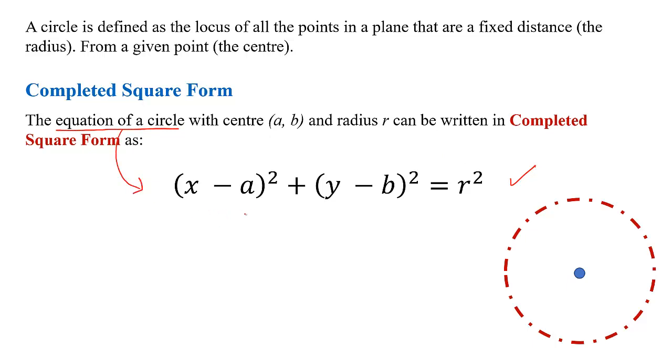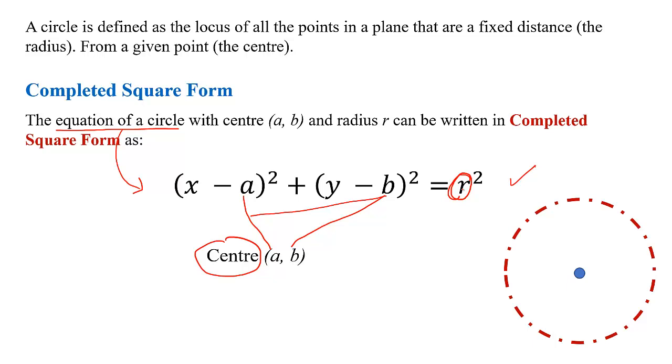In this equation, point A and point B is the center of the circle. This is point A, and this is point B. It is the center of the circle. And this R under the square, if you remove the square, this R is the radius.